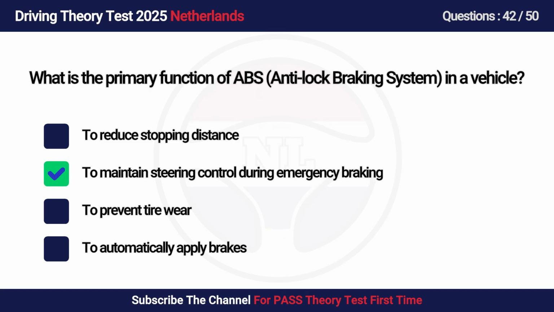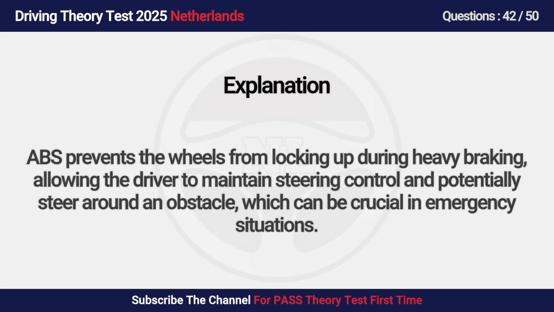Answer is B. To maintain steering control during emergency braking. ABS prevents the wheels from locking up during heavy braking, allowing the driver to maintain steering control and potentially steer around an obstacle, which can be crucial in emergency situations.